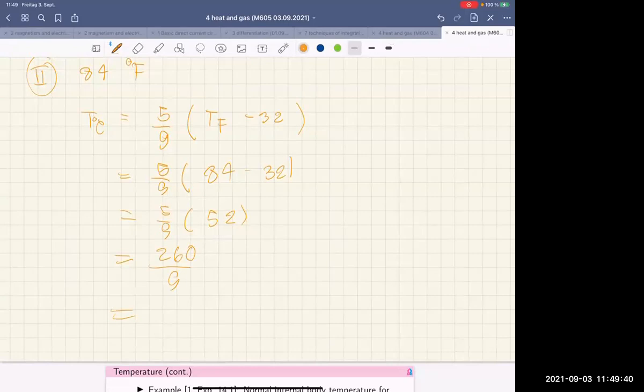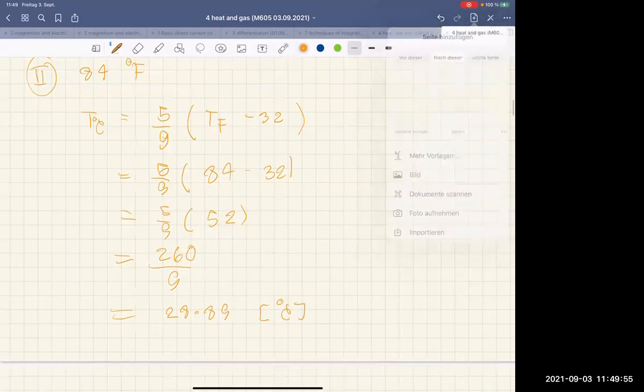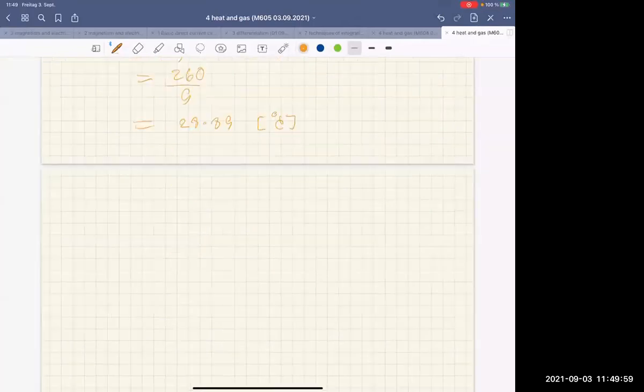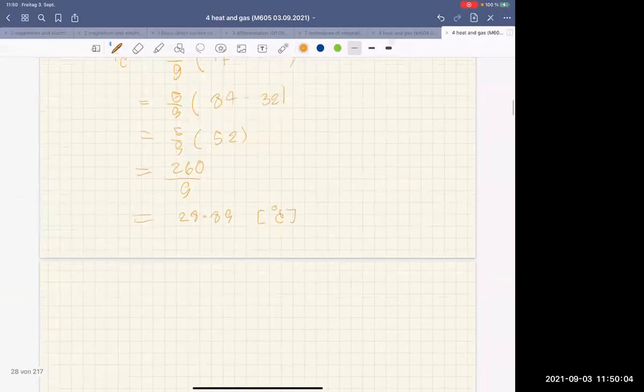28.89 degrees of Celsius. Okay, so we're gonna find the third thing.